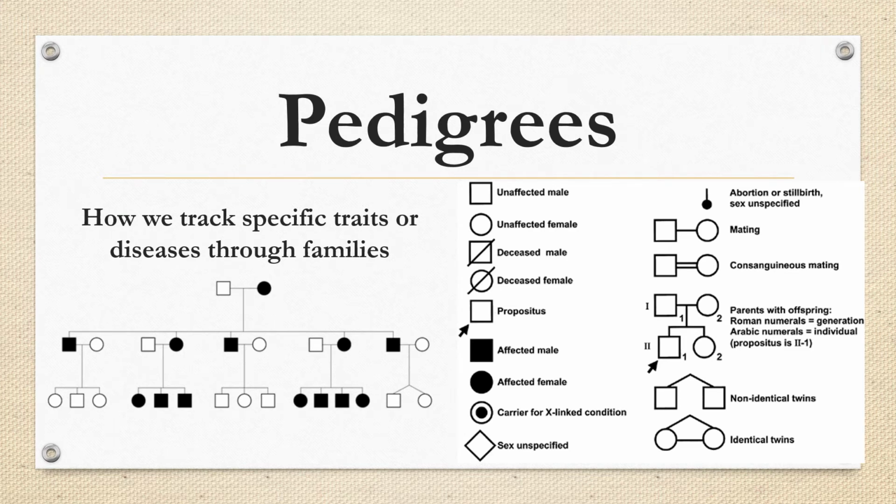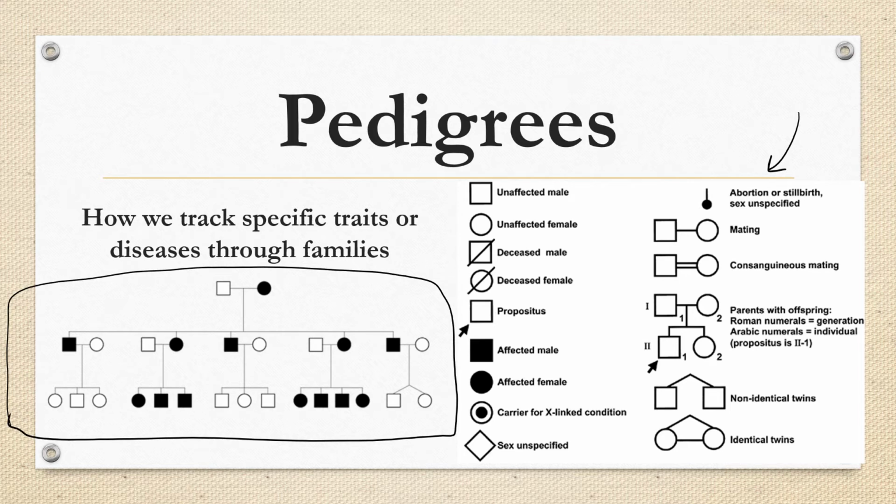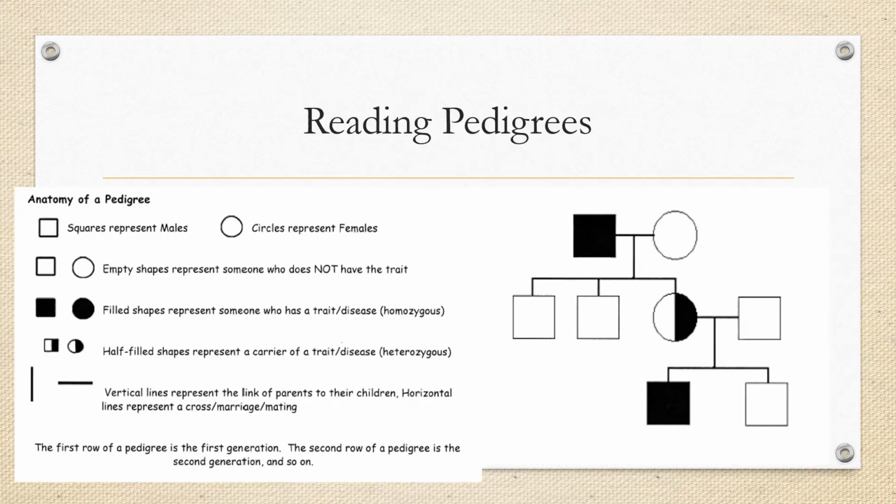Now, we can track specific traits or diseases through families with this really cool chart called a pedigree. We have all these cool symbols, and we turn it into a little family tree with shaded in parts and unshaded parts to represent who has the disorder or the trait and who doesn't. So let's look at each one of these things specifically now. The squares represent males. So this will be a male, a male, male. And the circles represent females. So all of these are females.